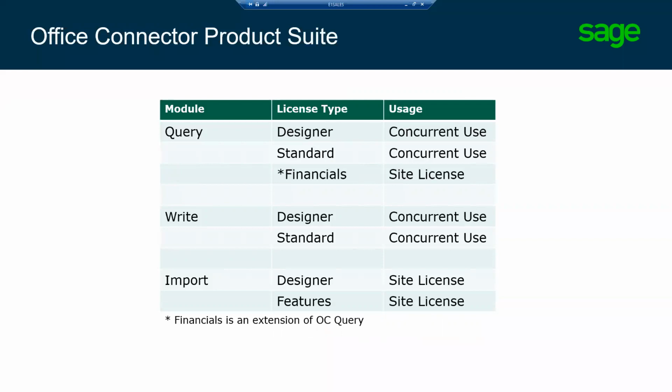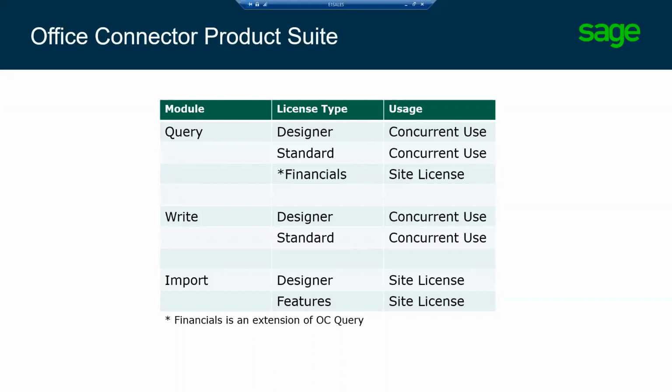Most of it is licensed just like all the other Sage applications: uses of accounts payable, uses of job cost. These are uses of Query Designer or Standard or Write or what have you. And they're concurrency based. When someone's using it, they're using it. If they save their workbook and they're just working with the data they refreshed, then they release their concurrency. We can talk more about when a concurrency is being used and how it's released, but we first want you to understand that the majority is concurrency based.